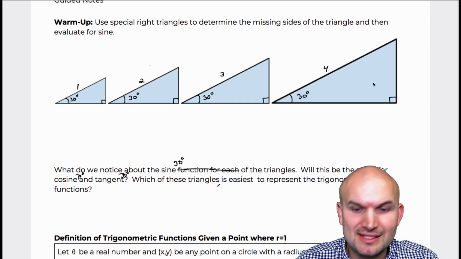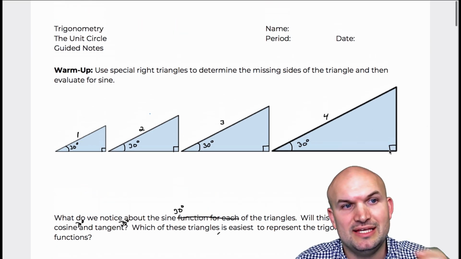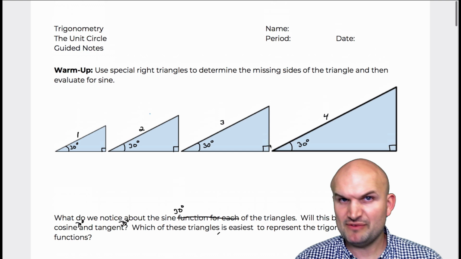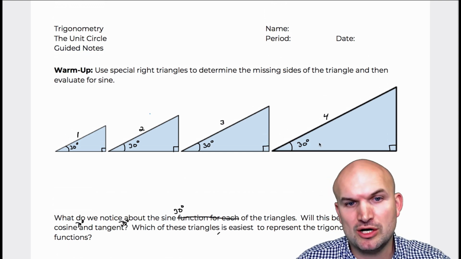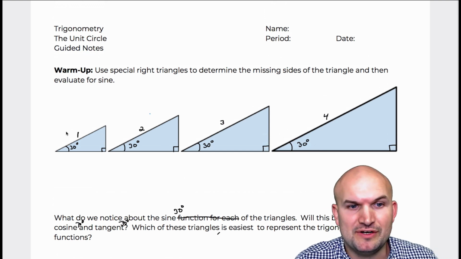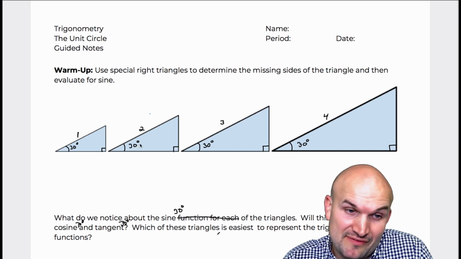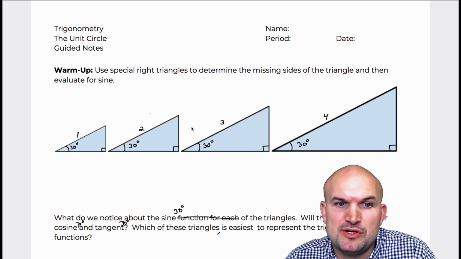All right, so now let's get started with the unit circle. Before we get to the unit circle, we're going to go back to our special right triangles. What we have here is a 30, 60, 90. Obviously, if I have an angle that's 30 degrees and 90 degrees, we know this other angle is going to be 60.